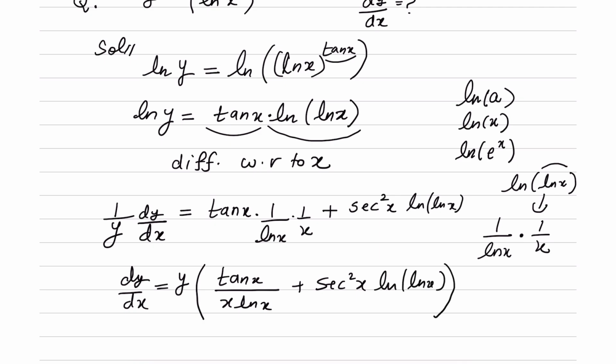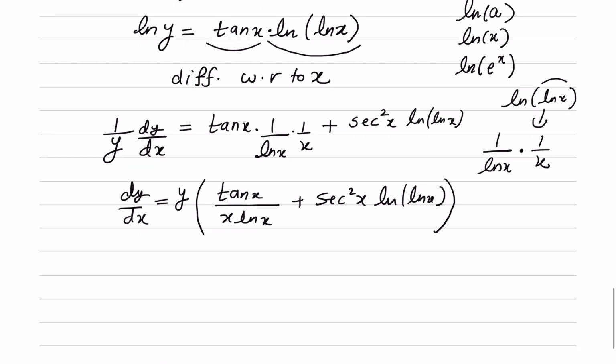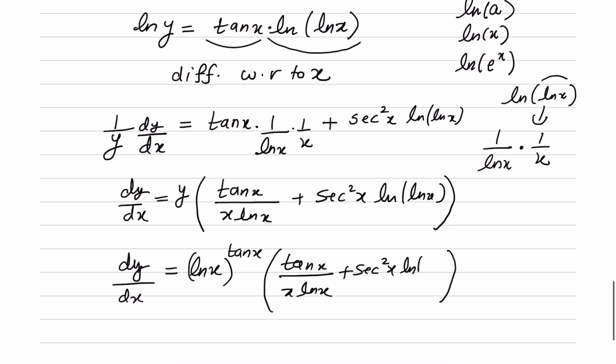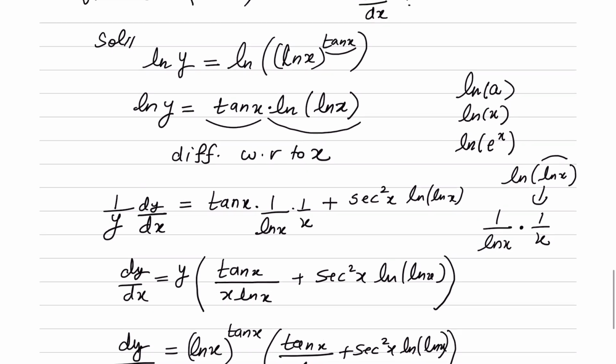We know that the y expression was equal to ln x power tan x, so we will write dy by dx is equal to ln x to power tan x, and then this expression as it is, tan x over x ln x plus secant square x ln x. So this is how we attempt to find the derivative of an expression by using logarithmic differentiation.